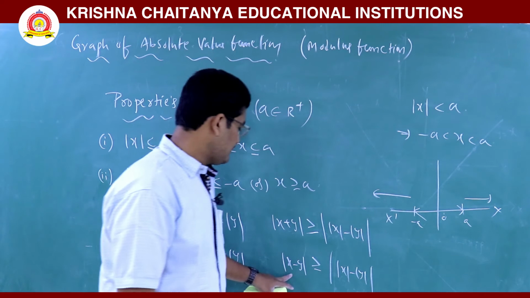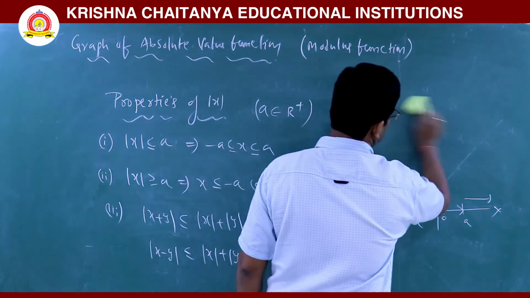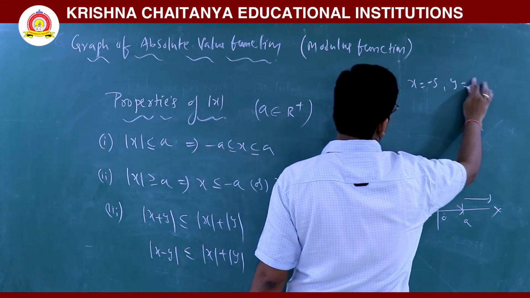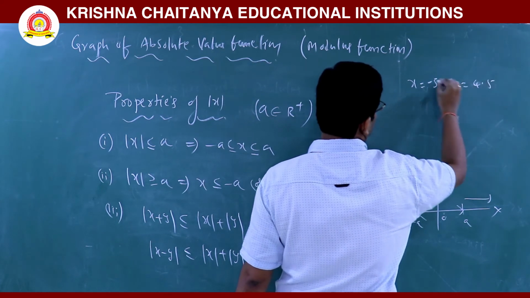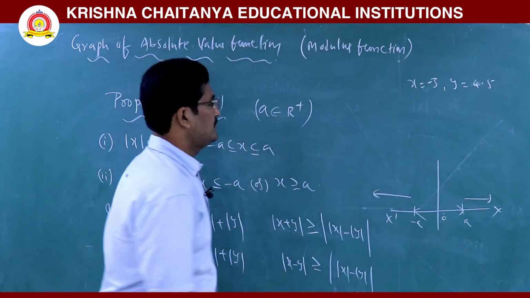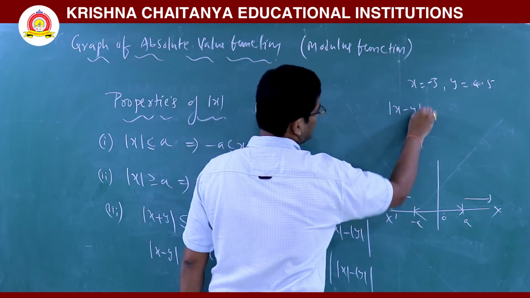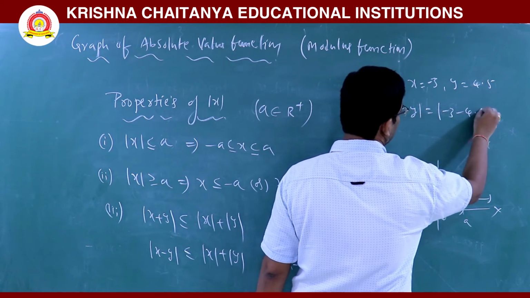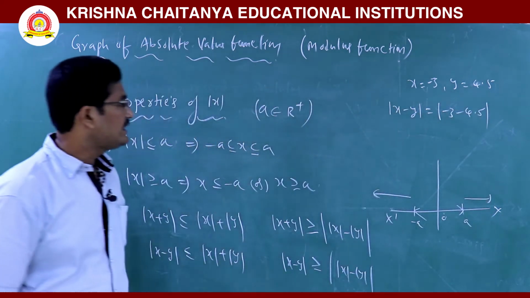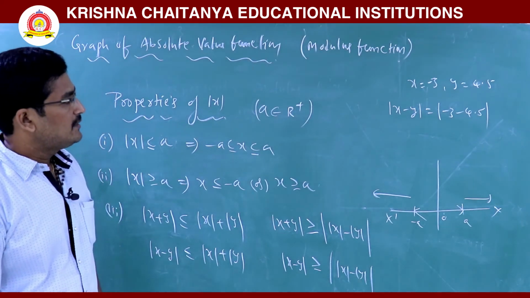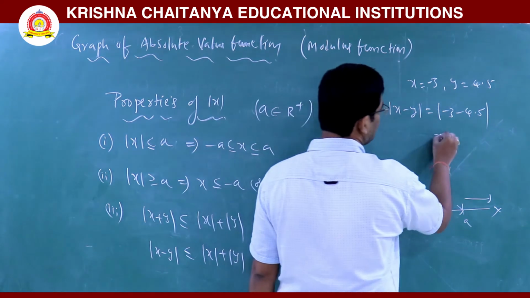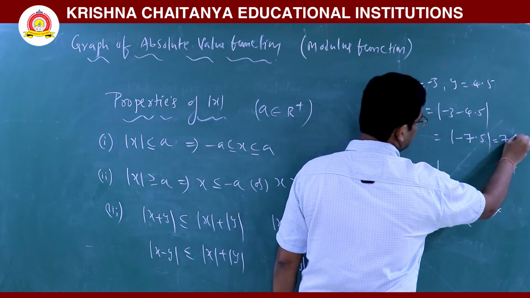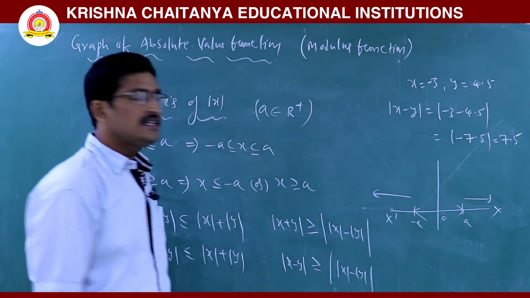Suppose you take x equal to minus 3 and y equal to 4.5. Just check this one, mod of x minus y. What is mod of x minus y? It is mod of minus 3 minus 4.5, which is mod of minus 7.5. The modulus of minus 7.5 is 7.5.